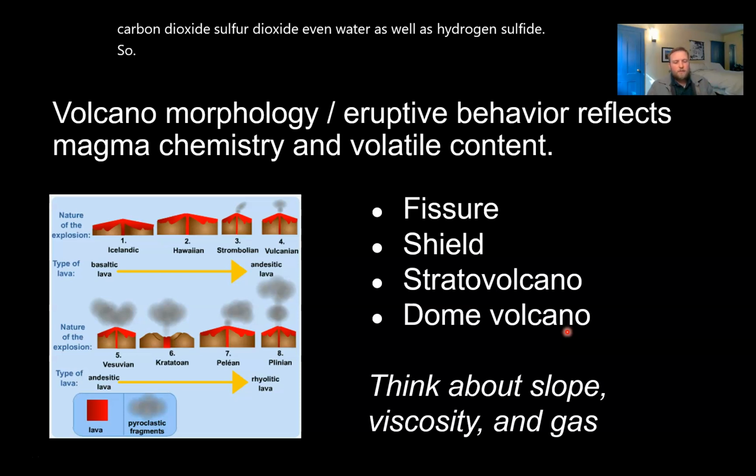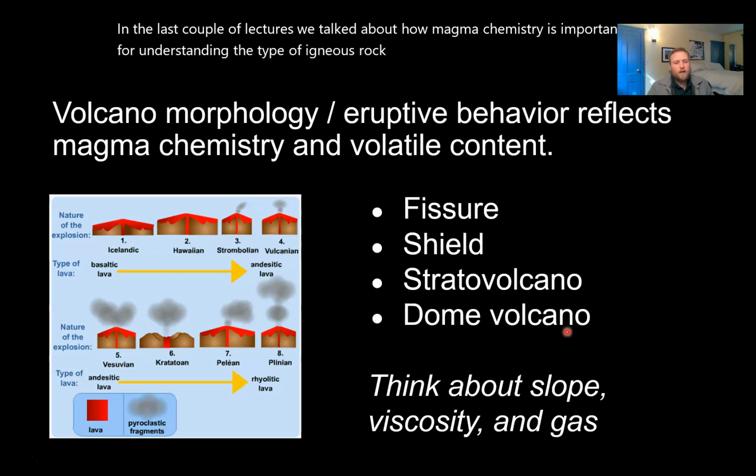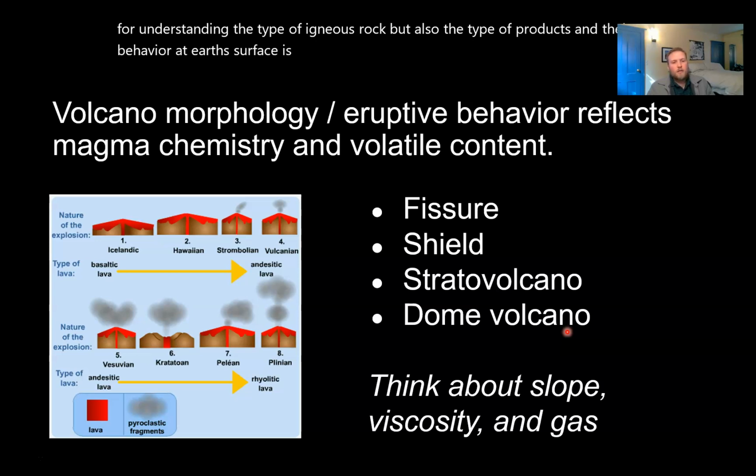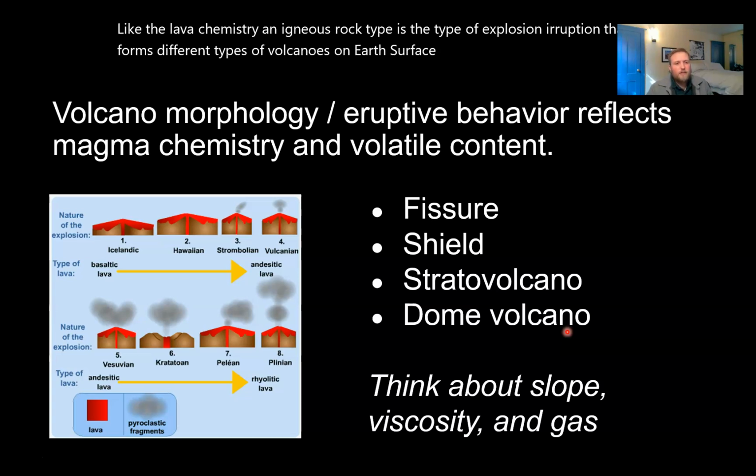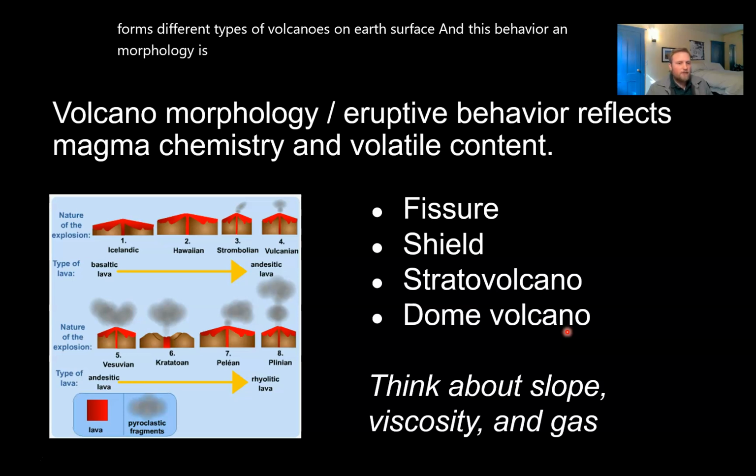In the last couple of lectures, we've talked about how magma chemistry is important for understanding the type of igneous rock, but also the type of products and their behavior at Earth's surface as lava. And what we can deduce from the lava chemistry and igneous rock type is the type of explosion and eruption that forms different types of volcanoes on Earth's surface. And this behavior and morphology is really due to the magma chemistry, mostly the amount of silica that is in them, as well as the volatile content.